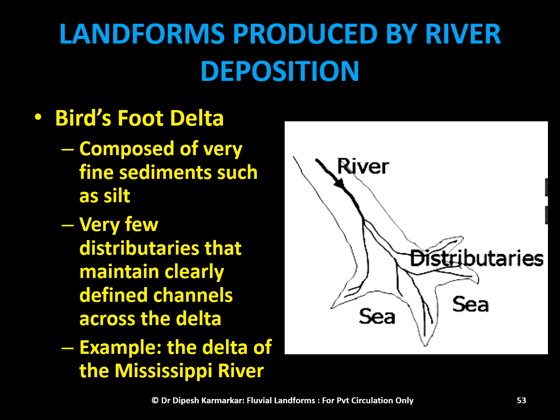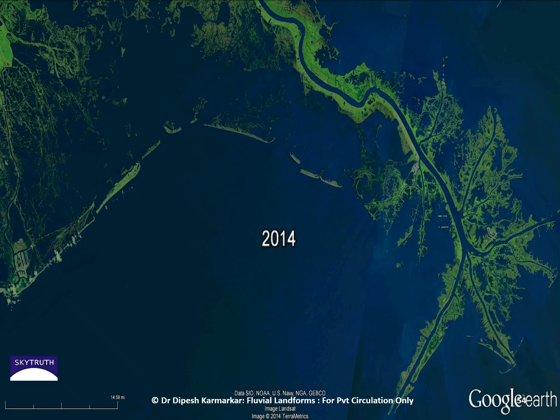Another type is the bird's foot delta. It is composed of very fine sediments like silt, with very few distributaries that maintain clearly defined channels reaching far into the sea. The Mississippi River Delta is the classic example of it. This satellite image of the Mississippi River Delta shows the finger-like bird's foot pattern.